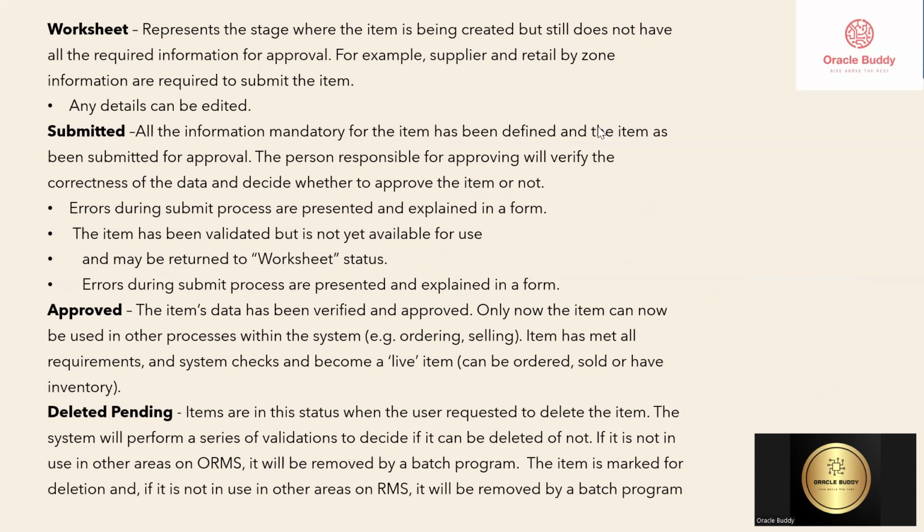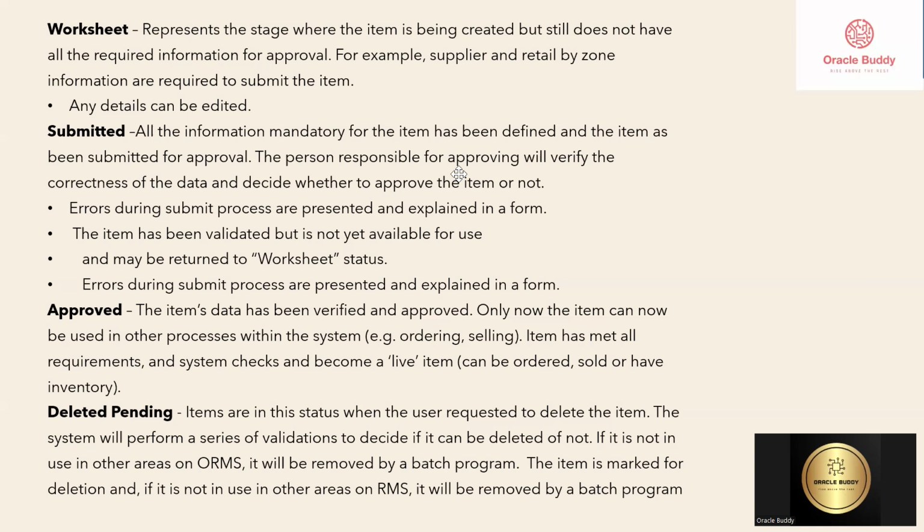So here we have discussed the various statuses during the life cycle. The first one is worksheet, which represents the stage where the item is being created but still does not have all the required information for approval. For example, supplier and detail by zone information are required to submit the item. In the worksheet status, any detail can be edited.